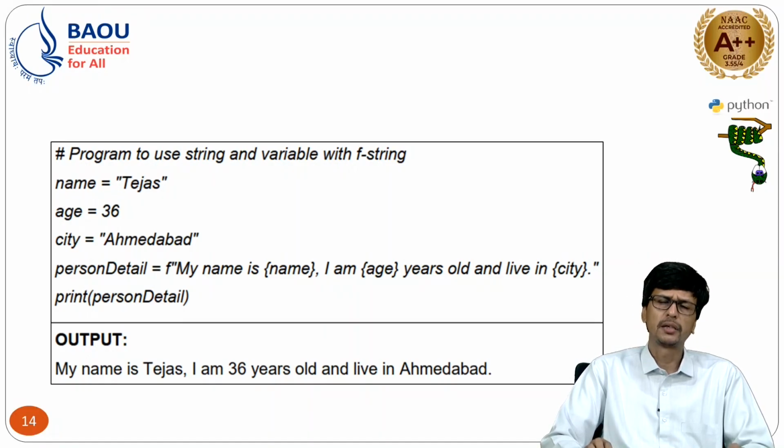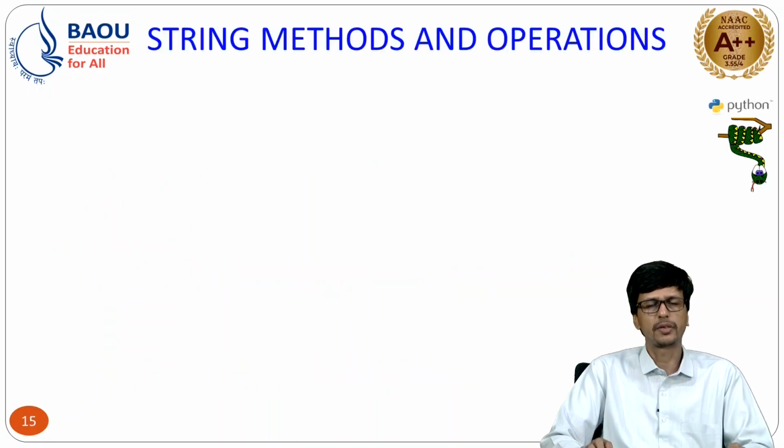Whatever the variable value is at that time will be printed at that location with the help of this formatted string. So this is the simple way to merge multiple kinds of data into a single statement while you are printing statements.